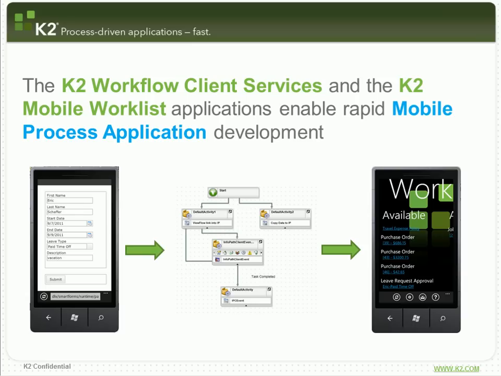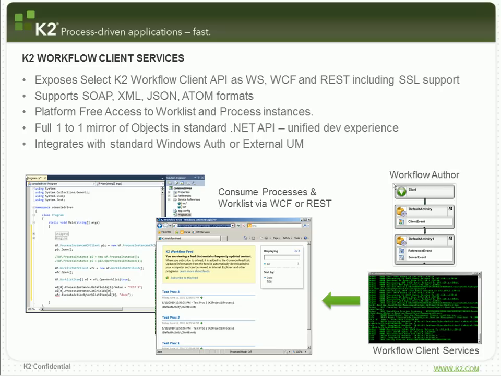K2 has recently released two pieces of technology to enable rapid mobile process application development: the K2 Workflow Client Services and the K2 Mobile Worklist Applications. The K2 Workflow Client Services are a set of services that are a full one-to-one mirror of the objects in the standard workflow.client API. They're exposed as web service, WCF endpoints, REST endpoints with full SSL support. These services enable developers to rapidly assemble applications across a wide variety of platforms, including mobile platforms.